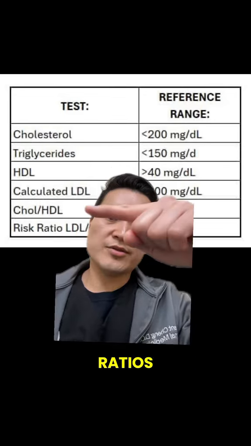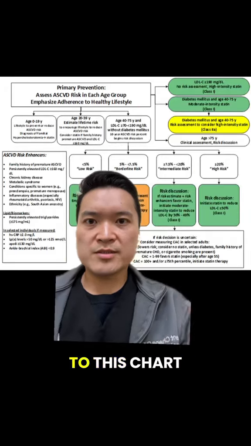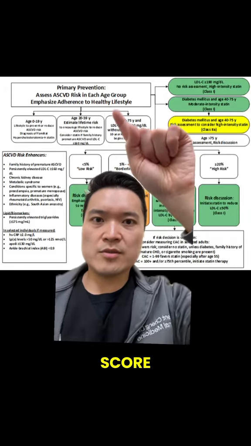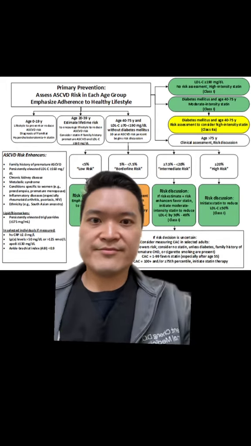And lastly, these ratios, we don't really use these much anymore. We use better calculators for patients' risks, which brings me to this chart, the primary prevention ASCVD risk score. So all these things are going through our heads when we see these numbers, so yeah.